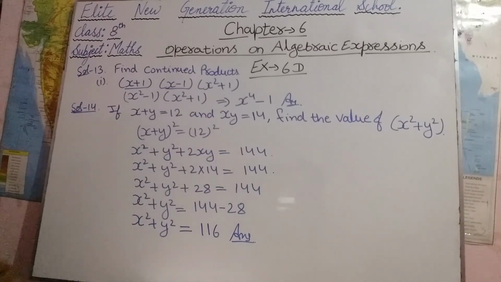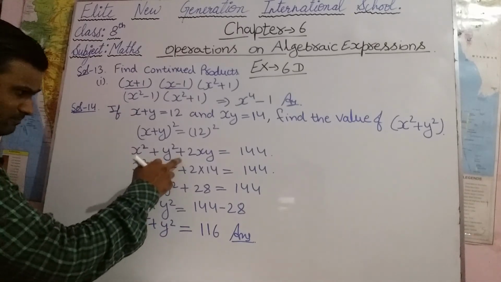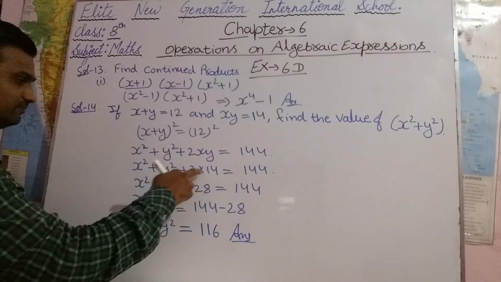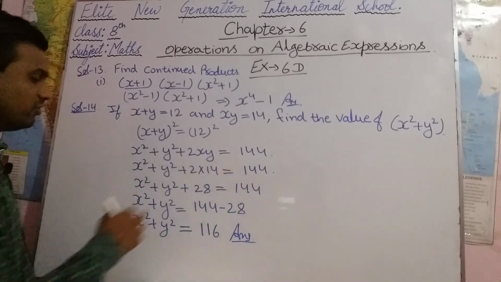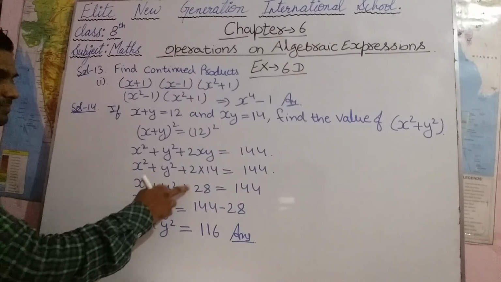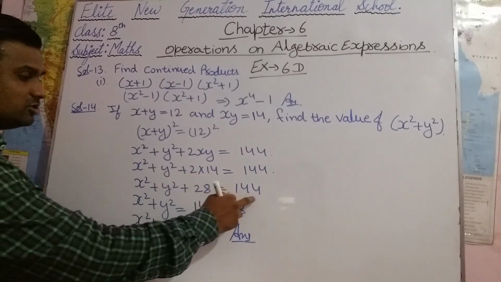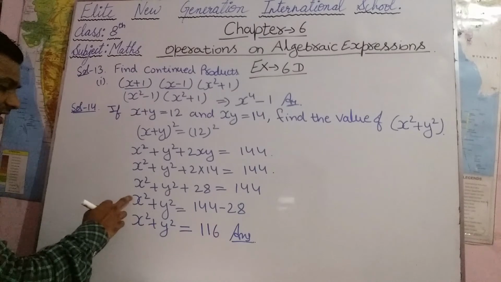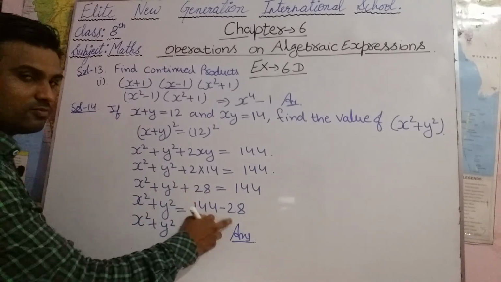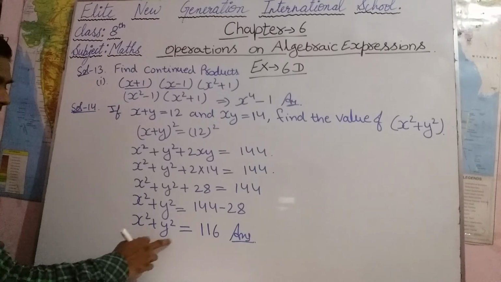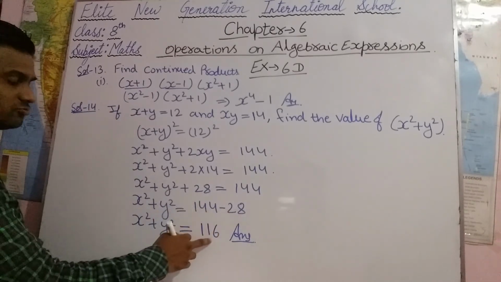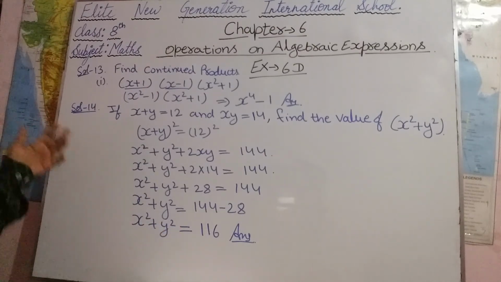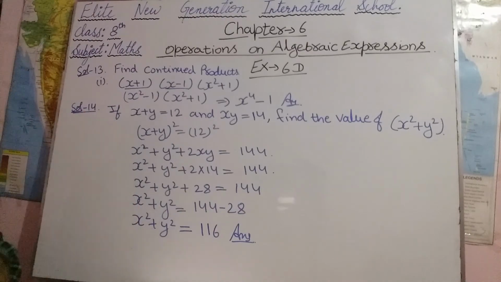which will be 144. So here x square plus y square plus, put the value of xy as 14. So in place of xy we can write 14. So 2 into 14 equals 144. Now x square plus y square plus 2 into 14, which will be 28, equals 144. Now this 28 will shift to the right hand side. So here we can write x square plus y square equals 144 minus 28. So x square plus y square will equal 144 minus 28, which will be 116. So this will be the answer. Now after this, question number 15 you can try yourself. This is also same as question number 14.